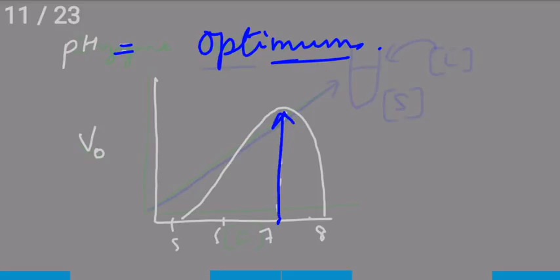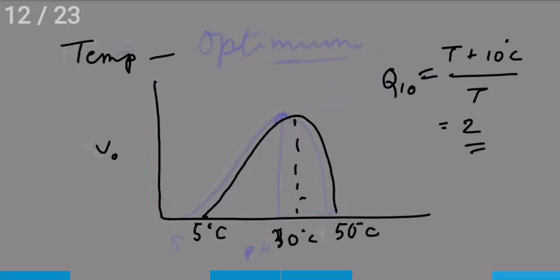When pH is increased beyond that, the activity quickly falls, and at lower pH also, say at the level of 5, the activity is also very poor. This is pH. Same is the case with the temperature. Temperature should also be optimum, and that also depends upon the type of organism, where it is growing.